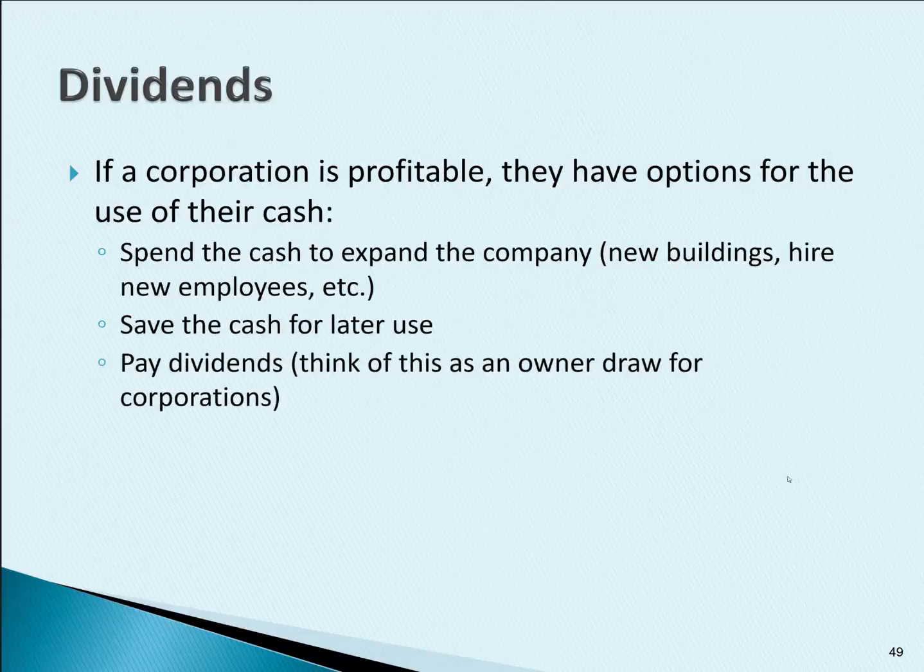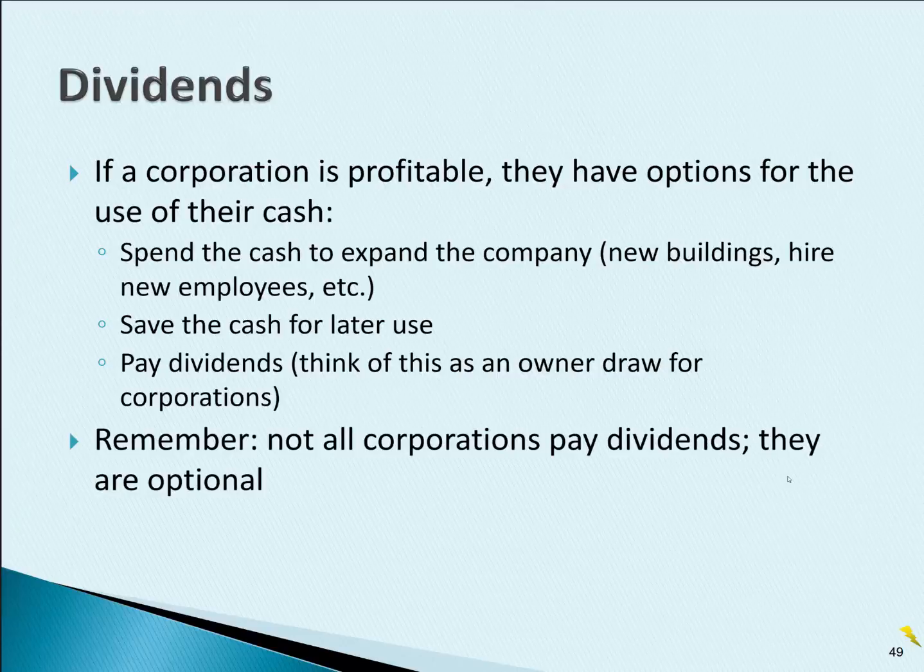Now, you'd think of paying dividends as the same as a sole proprietor drawing out money. So you can think of dividends as an owner draw for corporations. Because remember, the draw is when the owners take money out of the company and use it for personal use. And a dividend is being paid to the stockholders, and the stockholders are the owners of a corporation, and they're spending it on whatever they want for their personal use. But remember, not all corporations pay dividends. They are optional. And even if they do pay dividends, they can increase the dividend, they can decrease the dividend, or they can even stop the dividend.